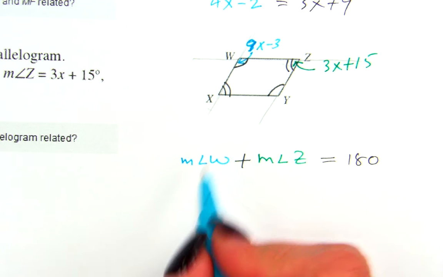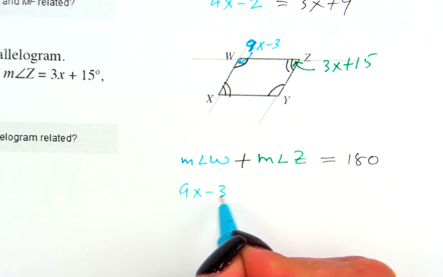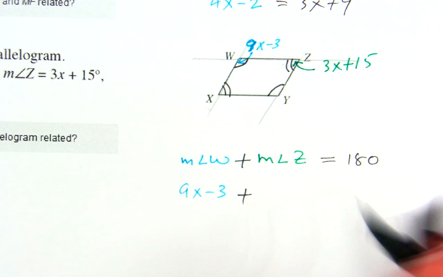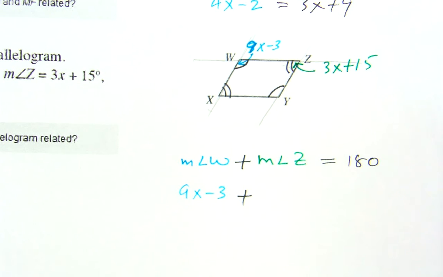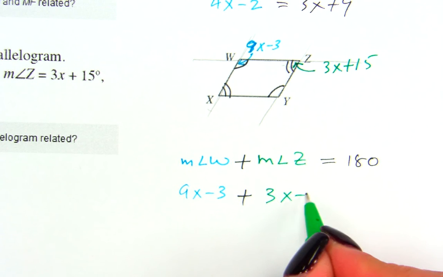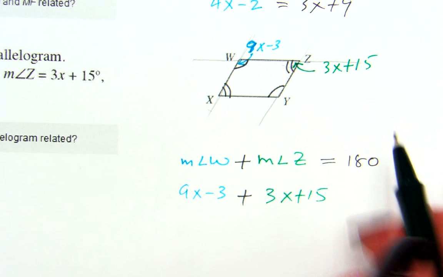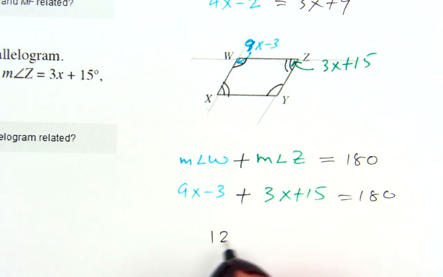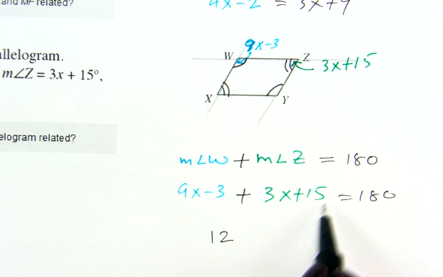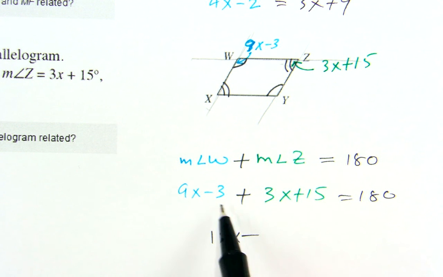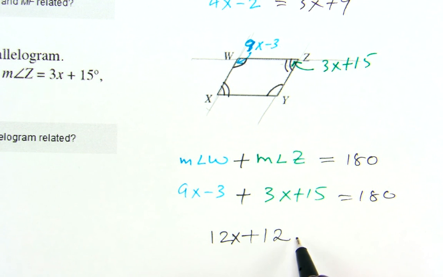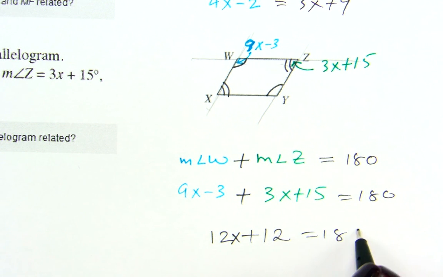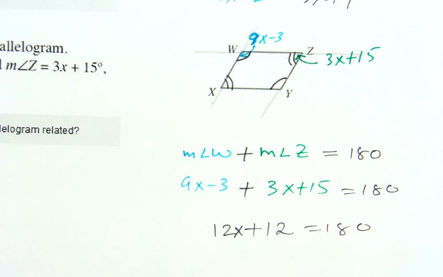Measure of angle W is 9x minus 3, plus measure of angle Z is 3x plus 15, and it's all equal to 180, so we can add them up. 9 and 3 makes 12x. Negative 3 plus 15 is positive 12. So 12x plus 12 is 180, and then solve it from there. All right.